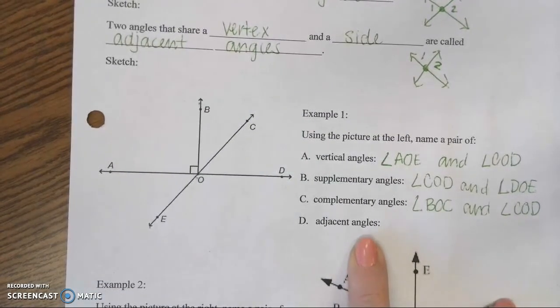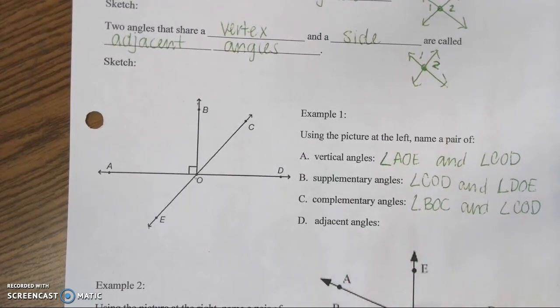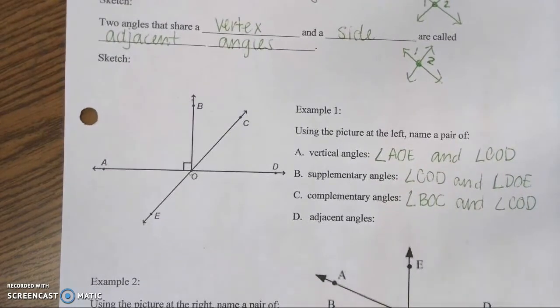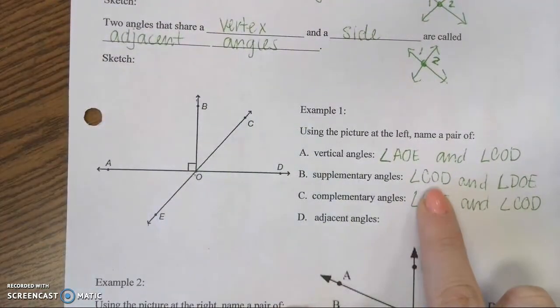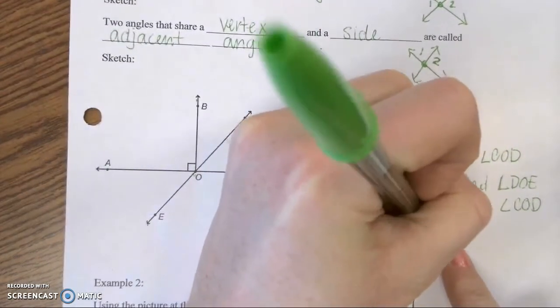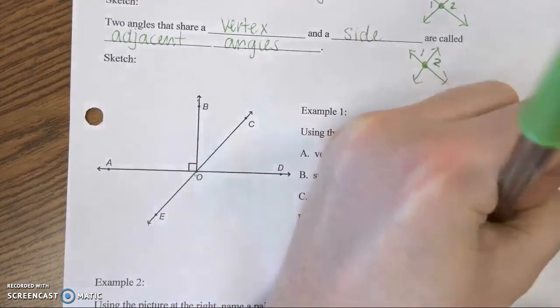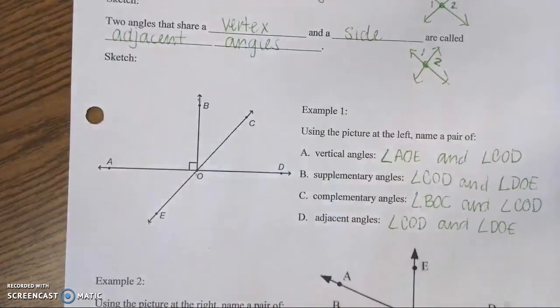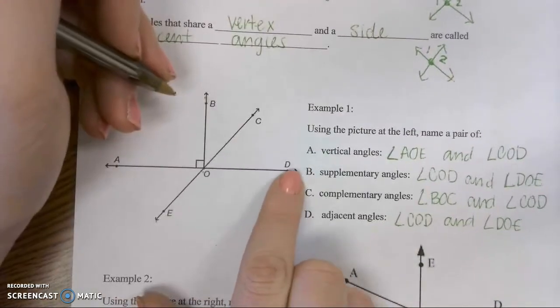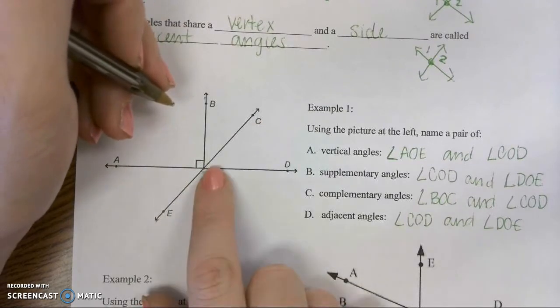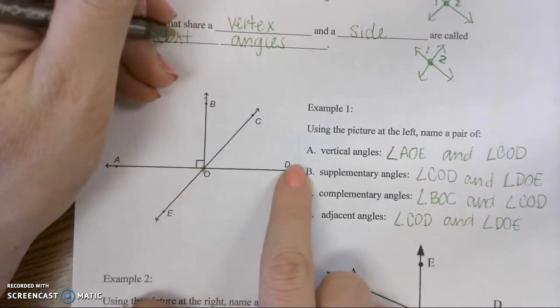Okay, adjacent angles. So those angles are any two angles that are directly next to each other. So we could take our complementary angles, because those are right next to each other. We could take our supplementary angles. As long as they share that vertex and that side, there could be lots of different answers here. So I'm just going to take our supplementary ones. So angle COD and angle DOE. If we look at those angles, COD is here, so that's this angle, and DOE is there. They share the vertex in the middle, and then they would also share this side.